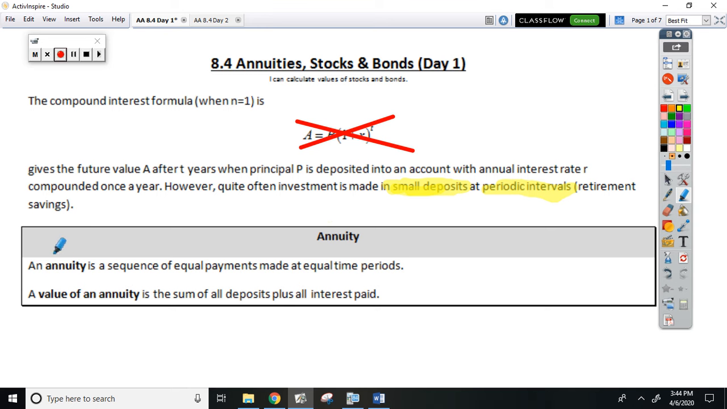So pay attention to vocabulary as it will be on the mini quiz. An annuity is a sequence of equal payments made at equal time periods. So for example, maybe you want to put $50 away every month for your retirement. That would be called an annuity. The value of an annuity is the sum of all the deposits plus all of the interest paid.